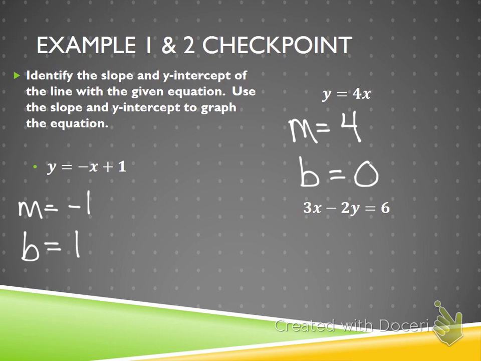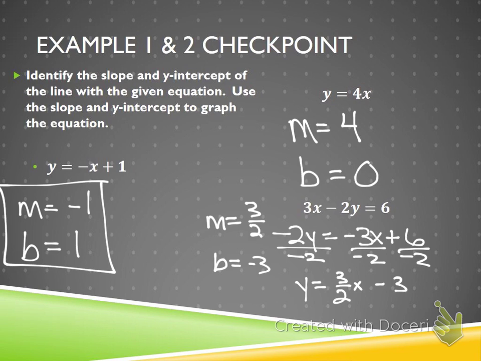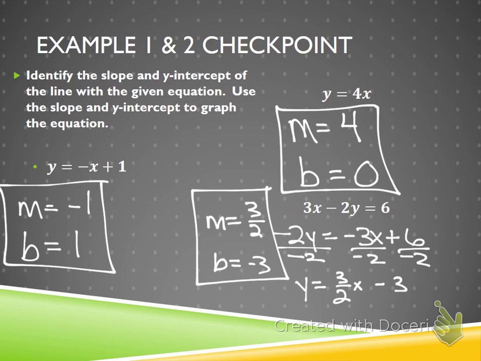Are y'all still working on the third one? Yep. All right, so we subtract 3x from both sides, and we get -2y equals -3x plus 6, divide, and y equals 3 over 2 x minus 3. So what's my m value? m value is 3 over 2. b value is -3. All right, so guys, for each one of these, 1, 2, 3, this is all we need to graph.